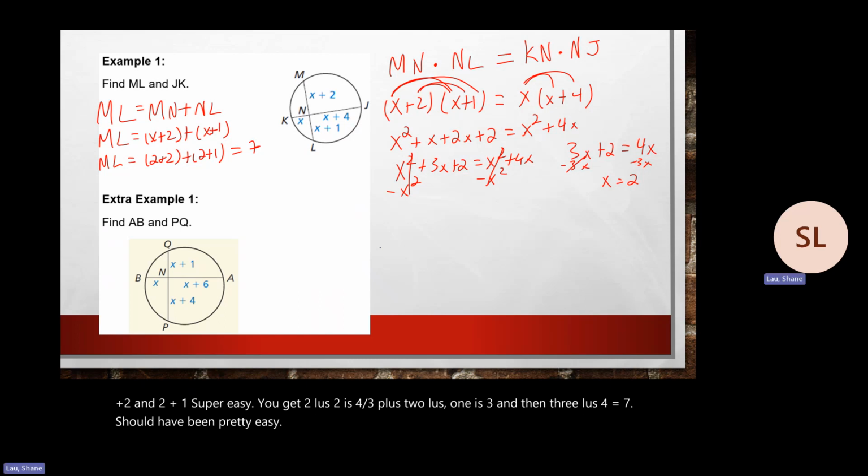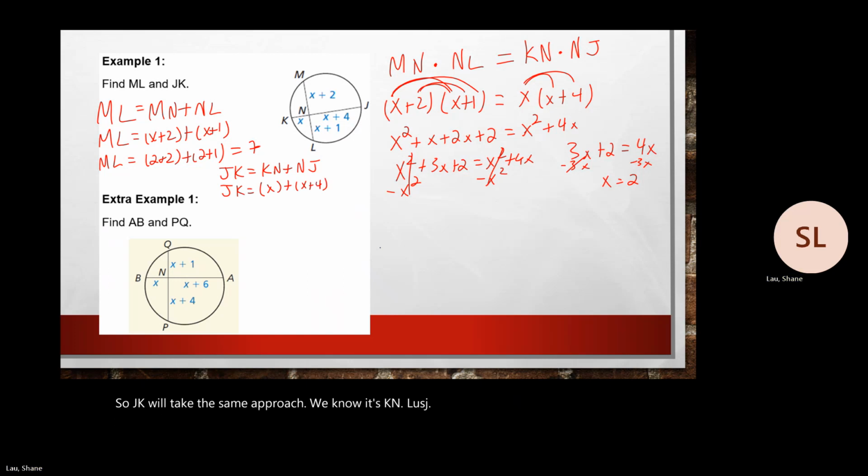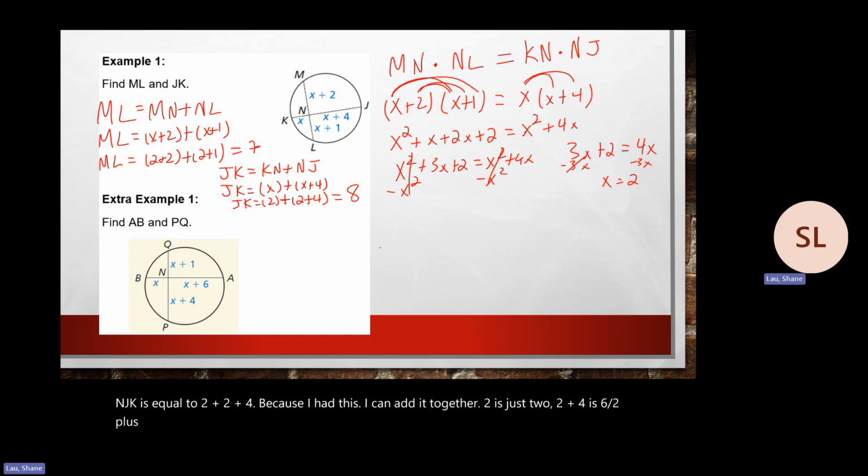Next, we find our KJ or JK. So JK, we'll take the same approach. We know it's KN plus NJ. We know that JK is going to be equal to x plus x plus 4. And JK is equal to 2 plus 2 plus 4. Because I have this, I can add them together. 2 is just 2. 2 plus 4 is 6. 2 plus 6 equals 8. And that is my answer for example 1.